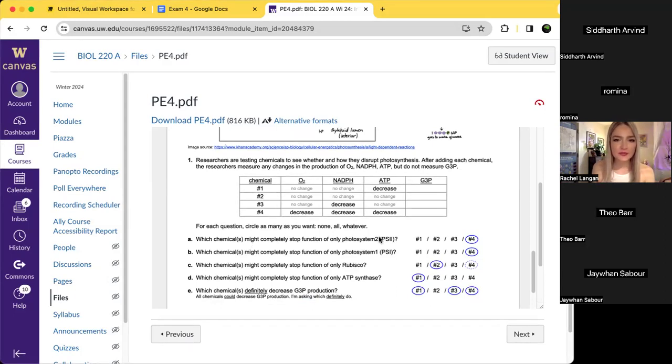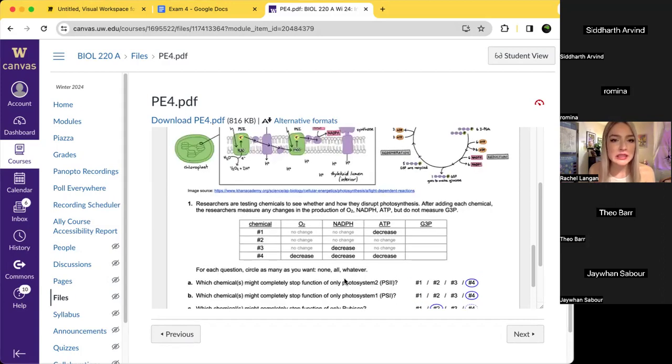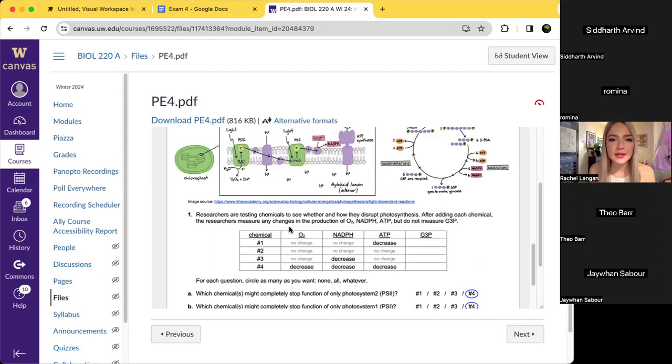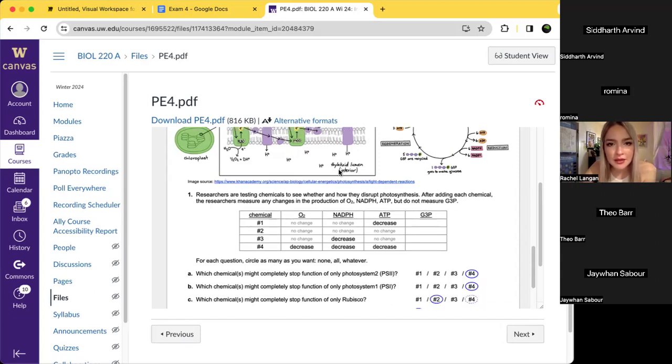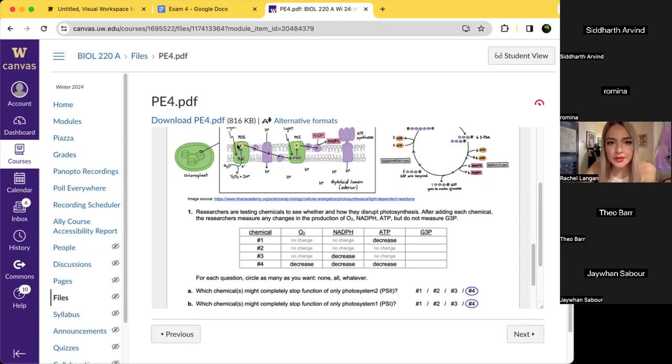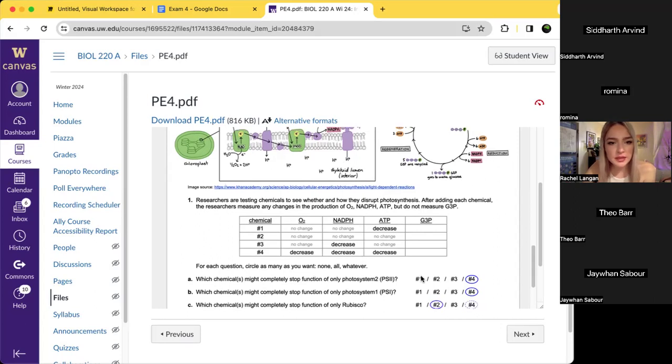So for A, which one would only stop photosystem two? If you stop photosystem two, you would expect O2 to be affected, ATP to decrease. And if you're not sending electrons here, then eventually this isn't going to get its electrons replaced, and then you would also not be able to do NADPH production. So if you stop photosystem two, you're going to shut down this entire pathway. So you should see a decrease in O2, NADPH, and ATP. So that's what A is getting at.